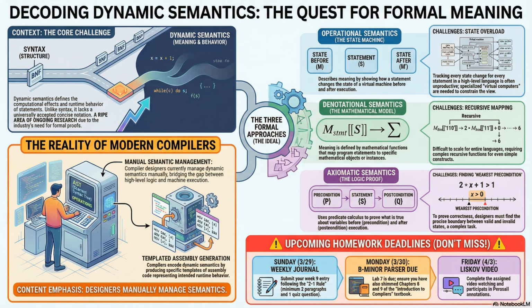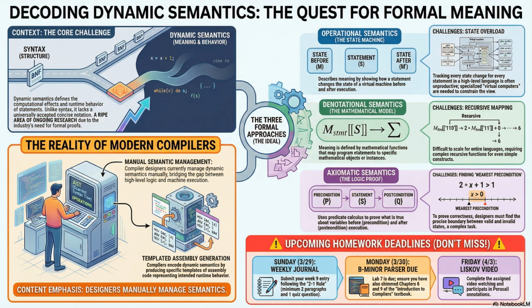Absolutely. Despite decades of computer science research, modern compiler designers still largely manage dynamic semantics entirely manually. Wait, entirely manual? Pretty much. Which means when you are writing a compiler, you are encoding dynamic semantics by generating templated assembly code for each individual operation in your abstract syntax tree. You traverse the AST, you find an addition node, and you manually tell the compiler exactly which assembly instructions to spit out. You are the one manually enforcing the meaning step by step.